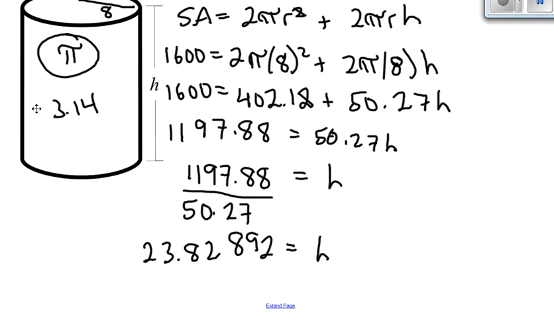So after doing all this math, this is what my calculator tells me the height is. Now I want 1 decimal place accuracy. So 23.8. The first eliminated number is a 2, which means do not round up. So 23.8 meters is my answer. I hope that helped.